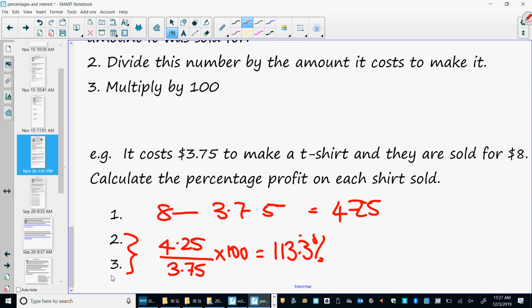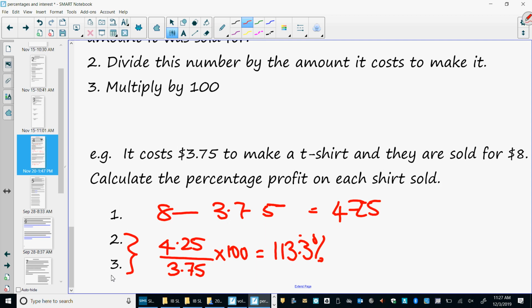Now that may look like an unusual number, and people often start saying you can't have more than 100%. Okay, you can. You said it's 4.25. No, it's $8 subtract $3.75, so it's $4.25. If you work in cents, then yes, it would be 425. So we've made 113% profit.